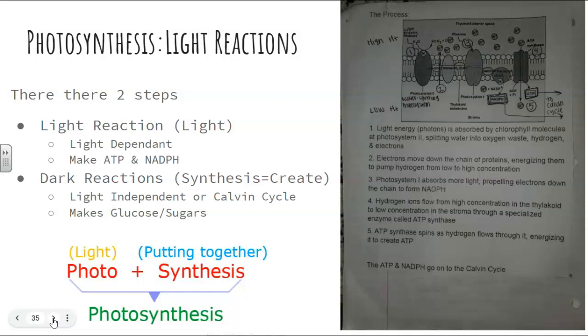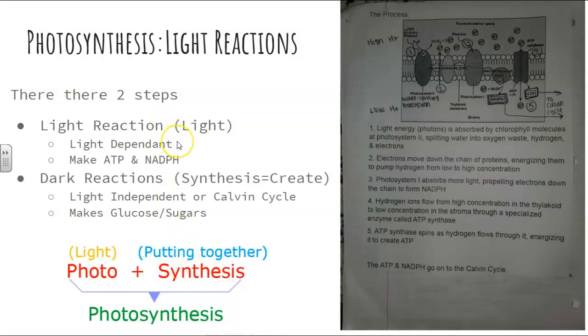And there are two steps to photosynthesis, the light reactions and the dark reactions. So the light reactions make up the photo part of photosynthesis, and the dark reactions make up the synthesis part of photosynthesis. Synthesis means to like create or put together. If you synthesize something, you make something. So the light reactions are the photo part, the dark reactions are the synthesis part.